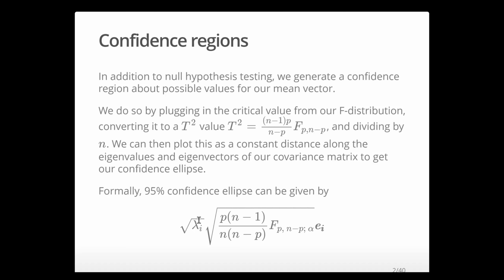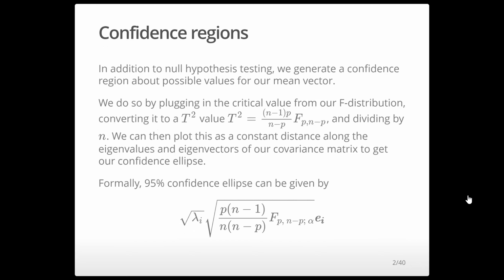And so here's the formula. Just like before, we have the square root of our eigenvalue, and we have our eigenvector, but we're multiplying it here by the t-squared value associated with f for our alpha, which is, again, usually going to be 0.95.